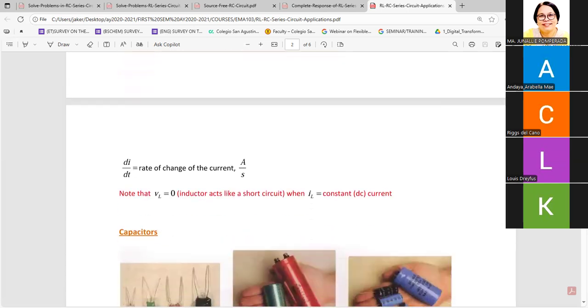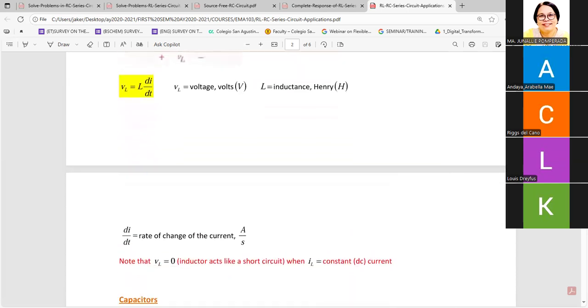Now, by the way, this rate of change of the current, of course, should have a unit of the current in amperes, and our unit there for time is in seconds. So, when you're solving anything concerning circuits, I think your teachers have emphasized this with you, your current has to be always expressed with time in seconds. So note, there's a note here that the voltage drop across the inductor is zero if your circuit acts like a short circuit and when your current is a DC current.